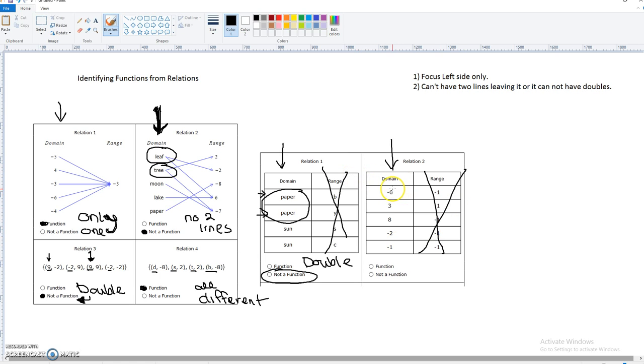Alright, so let's look at this list. We got -6, 3, 8, -2, 1. Okay, there's no doubles. They're all different. So this is a function.